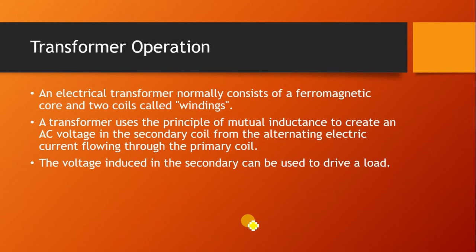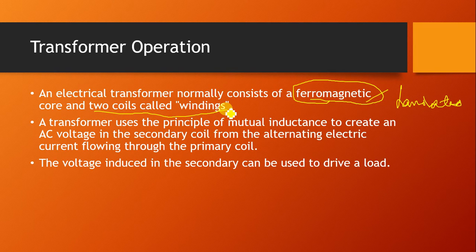Talk about the operation of a transformer. A transformer consists of a ferromagnetic core. Generally, this core is laminated. I have already discussed lamination, which means multiple slices of a solid piece, in order to avoid certain disadvantages in the transformer that we'll see in later slides. It consists of two coils called windings: primary winding and secondary winding.